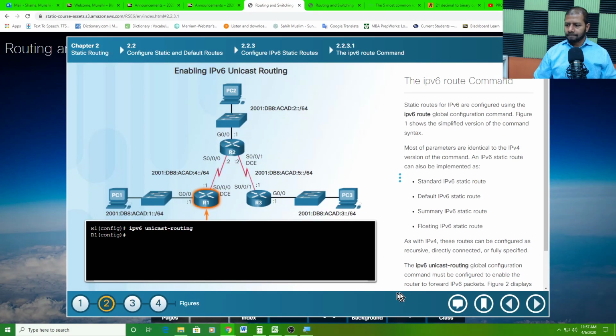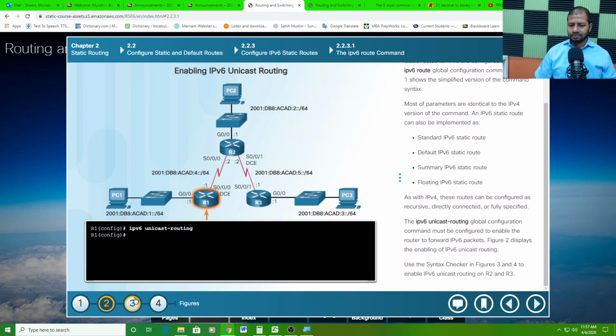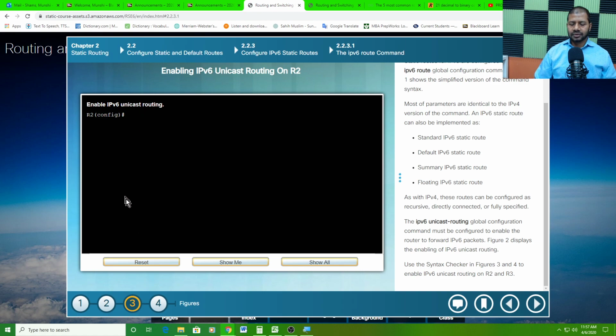So now, ipv6 unicast routing. Okay, they're asking you to practice. I can click on just show me. Yeah, that's how you write this command.